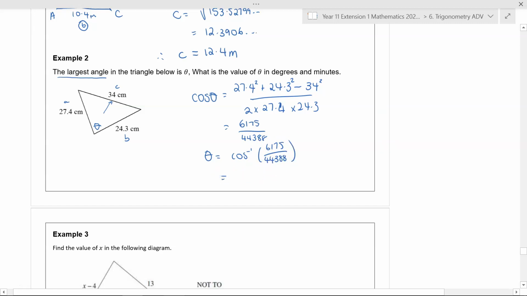And again, I'm just going to go cos inverse of the answer. And I'll get 82.003, etc. But I need to go to degrees, minutes, seconds. So I press my DMS button. And I have 82 degrees, 0 minutes, and 12.27 seconds. So that will be 82 degrees. And I write the 0 minutes because that tells me that I actually have rounded to the nearest minute and not the nearest degree, even though it's a 0. So make sure you include that.